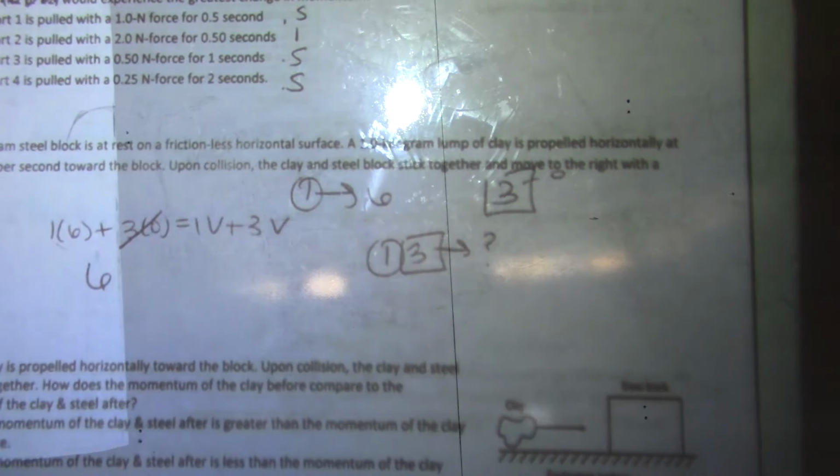So we're going to plug into our m1v1 plus m2v2 equation. So 1 times v plus 3 times 0 equals 1v plus 3v. Here, my total momentum before is just on this side, right? This is 0, so it's a total momentum of 6. These two, 1v and 3v, have to add up to 4v, and they also have a total momentum of 6, so divide over, you get a velocity of 1.5.